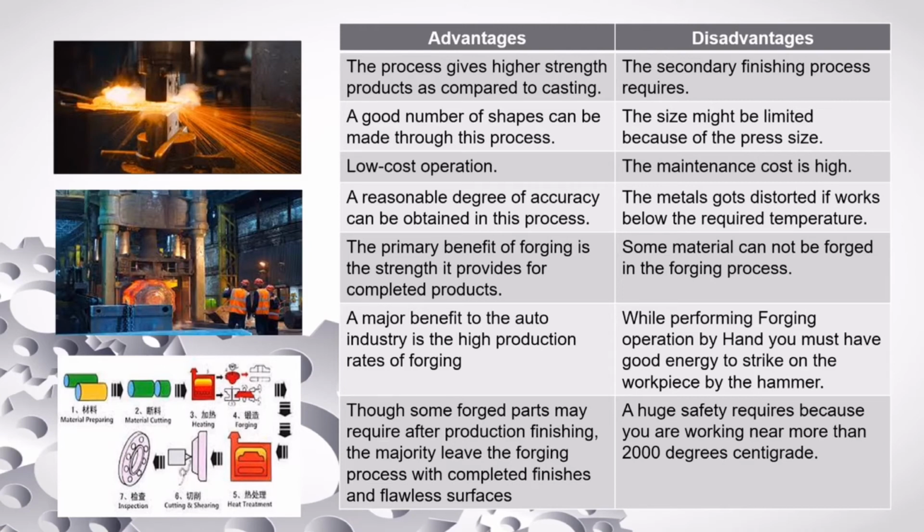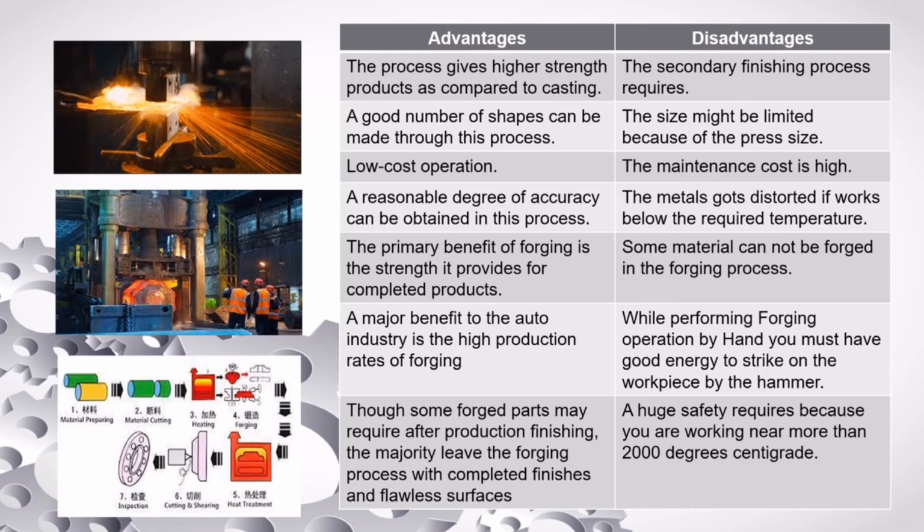The primary benefit of forging is the strength it provides for the complete products. A major benefit to the auto industry is the high production rate of forging. And though some forged parts may require after-production finishing, the majority leave the forging process with a completed finish and flawless surface. And then we have disadvantages.